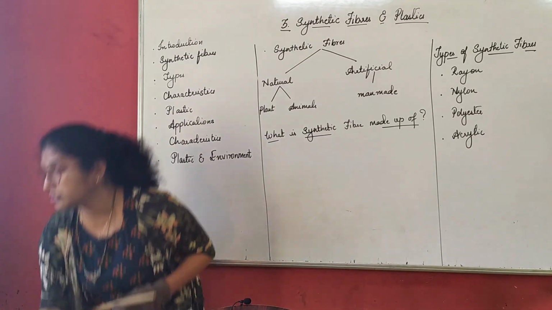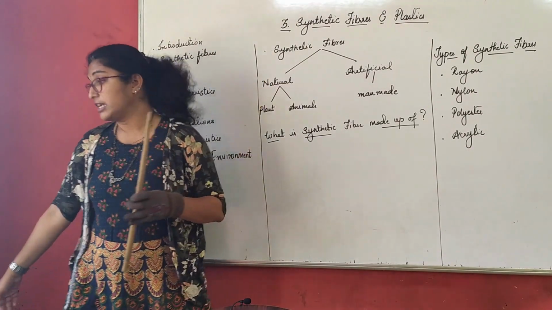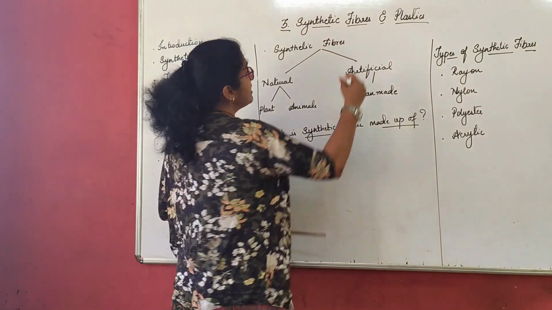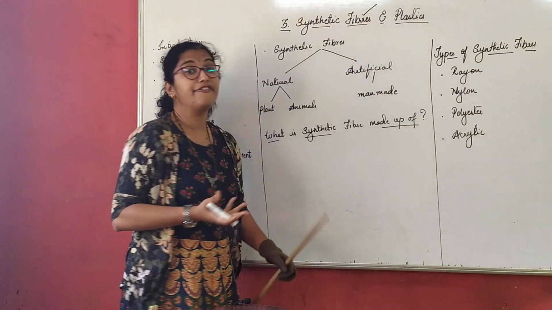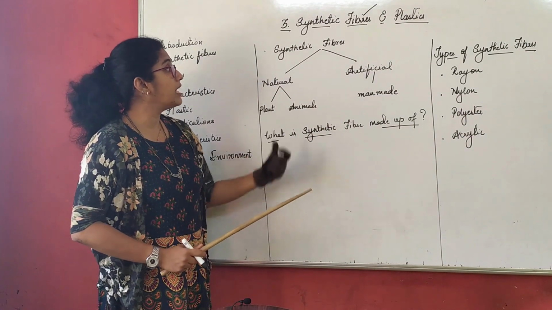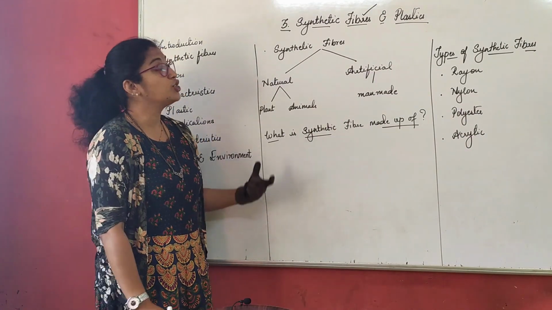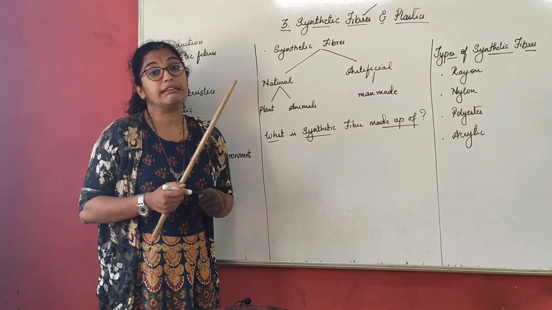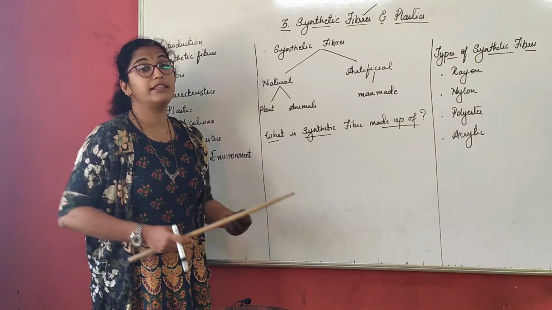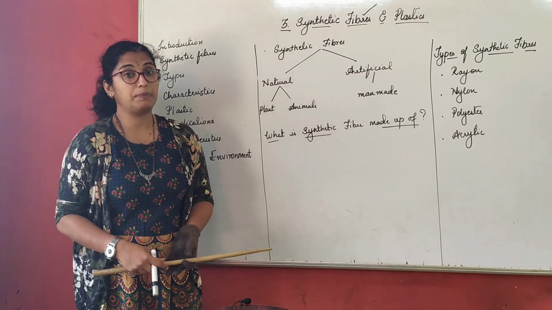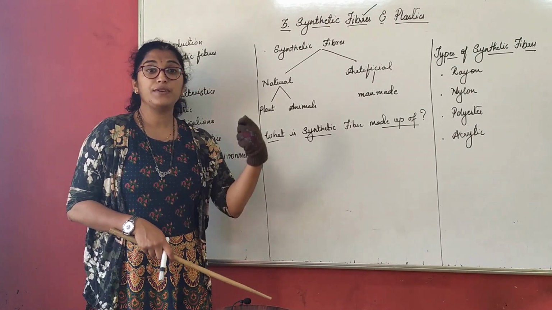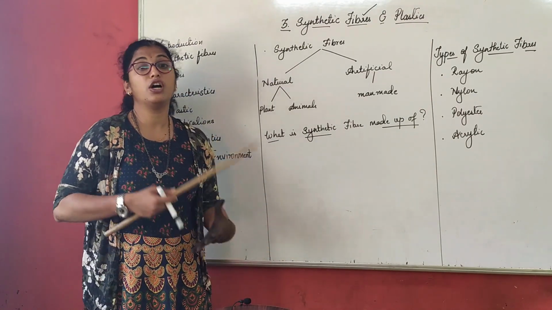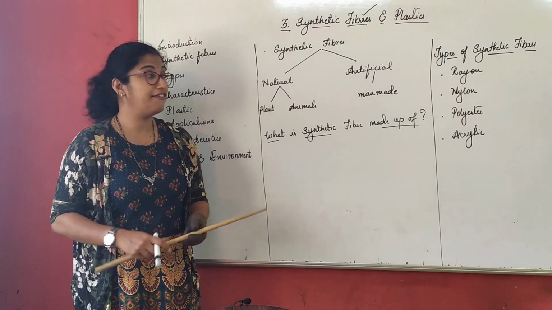Now first and foremost, let us understand what are synthetic fibers. Before that, first let us understand what are fibers. Fibers are the woven thread which are naturally available, or which are derived from plants and animals, or which are artificially prepared in the laboratory. We say fabric, right? We say fibers. So these can be artificial or naturally available.